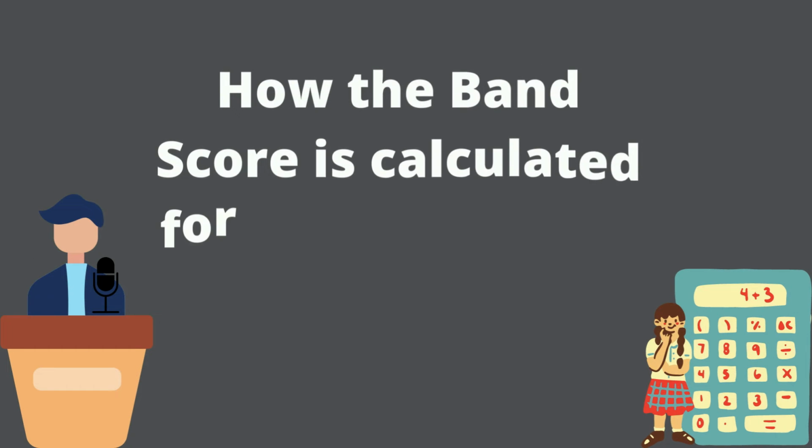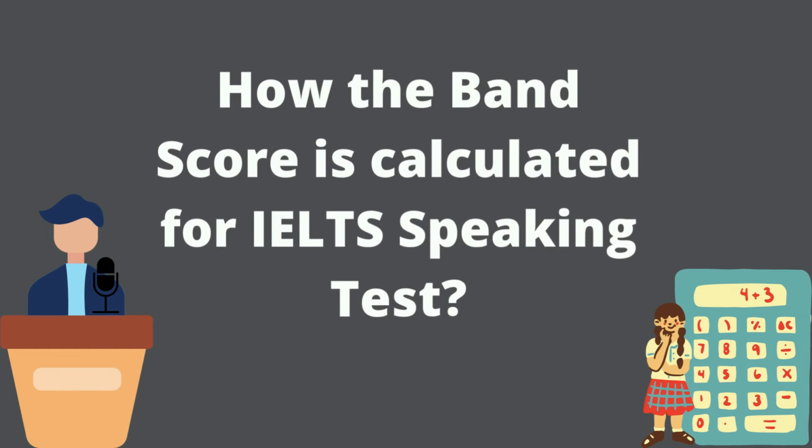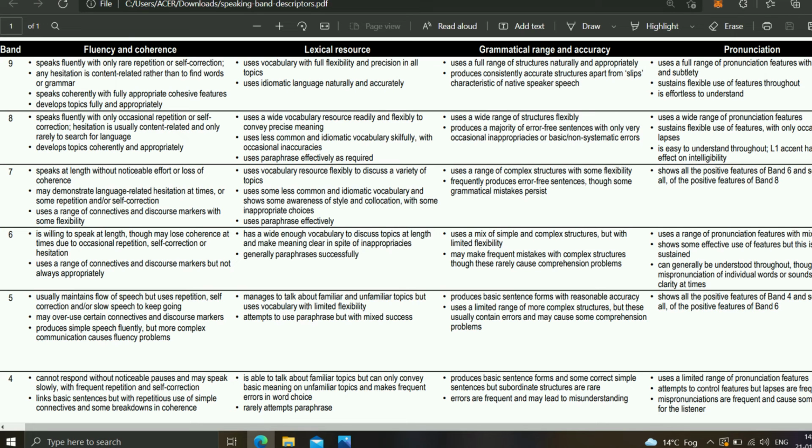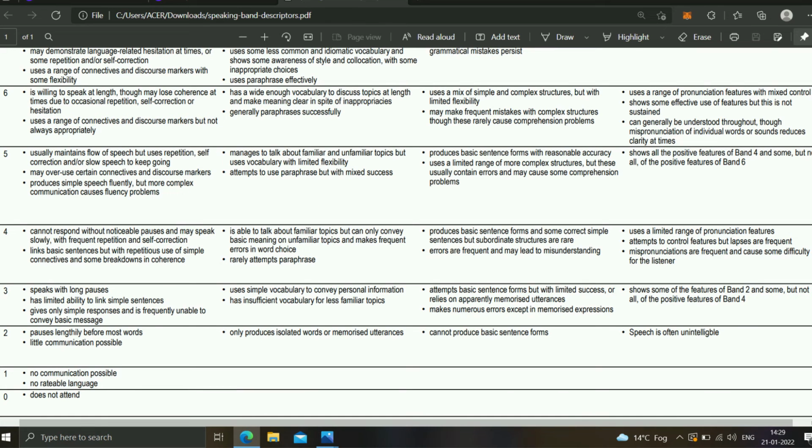How the band score is calculated for the IELTS speaking test. Here are the band descriptors for the IELTS speaking test. Your band score is calculated according to these 4 criteria: fluency and coherence, lexical resource, grammatical range and accuracy, and pronunciation.